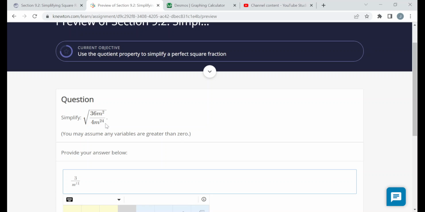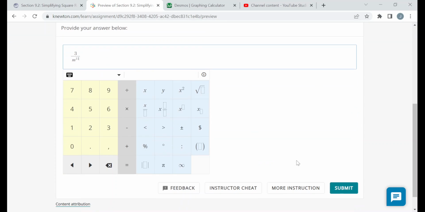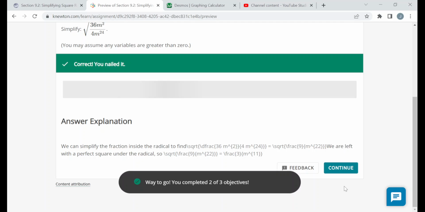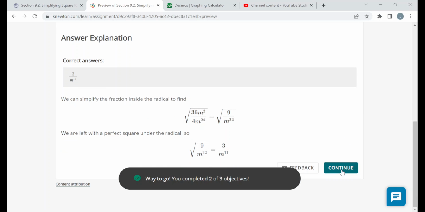And again, technically it should be absolute value of m to the 11th, but they're assuming the variables are positive, so I don't need the absolute value symbol. So the result, after simplifying everything here, would be 3 over m to the 11th. Great. Alright.